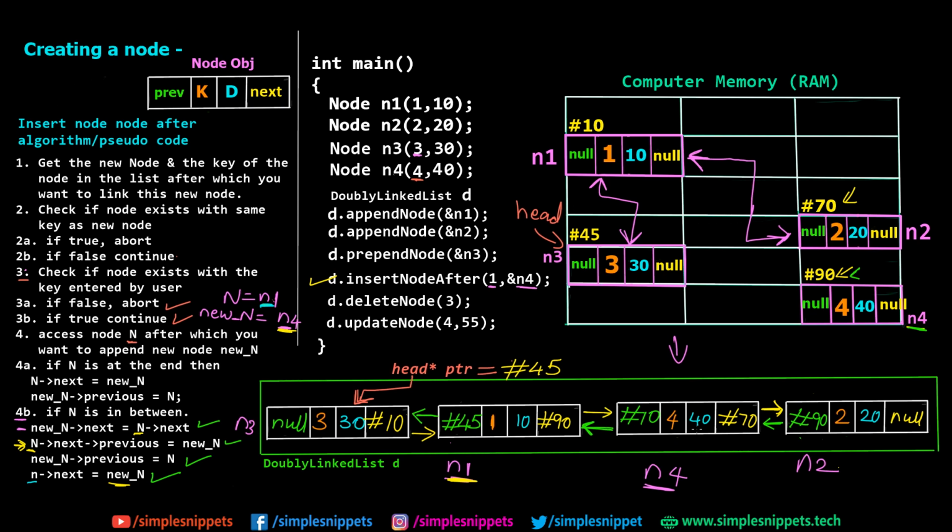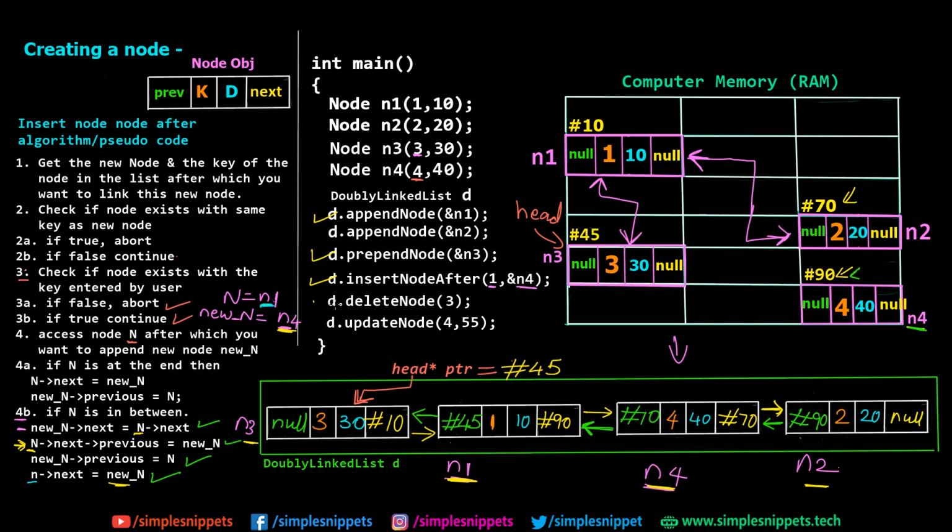Now if you see the entire doubly linked list, the linking is perfectly fine. First we have n3 as the head. Then we have n1. Then we have the newly inserted n4 and last we have n2. And you can see the next pointer of n2 is still null. Okay. So this is done. So we did append, we did prepend, we did insert node after operation.